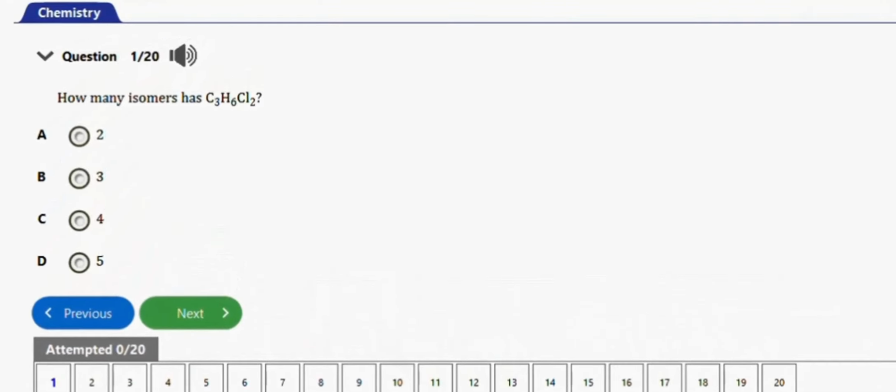In this video, we are going to learn how to solve these chemistry problems under classification of carbon atoms. So guys, we have about 17 to 20 particular questions to practice with in this video. Let's get started. The first question I have here says, how many isomers has this compound?